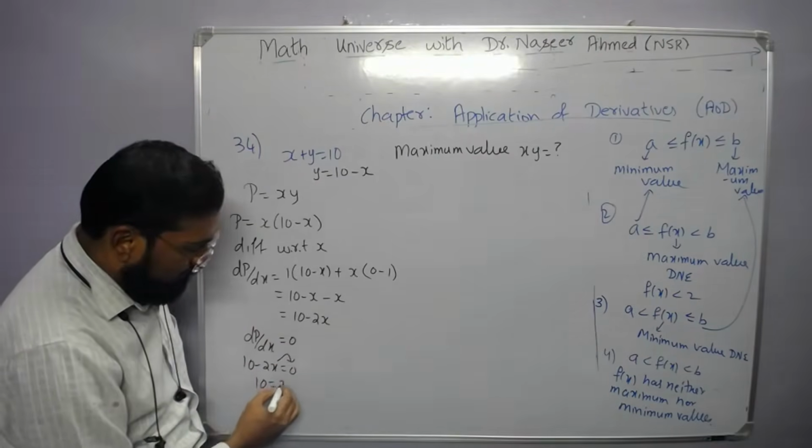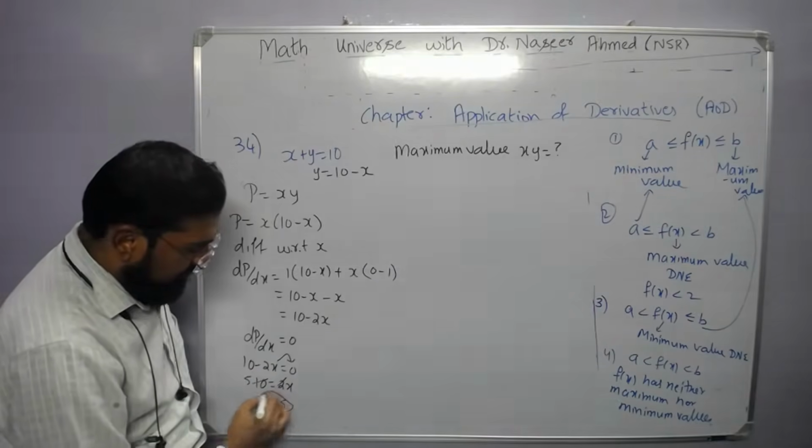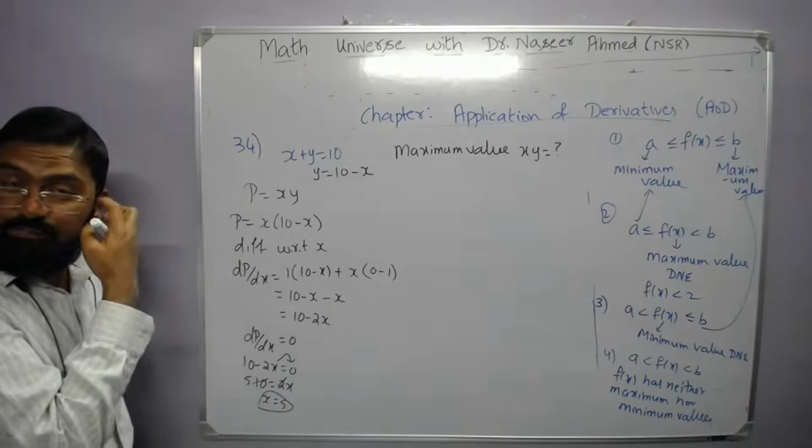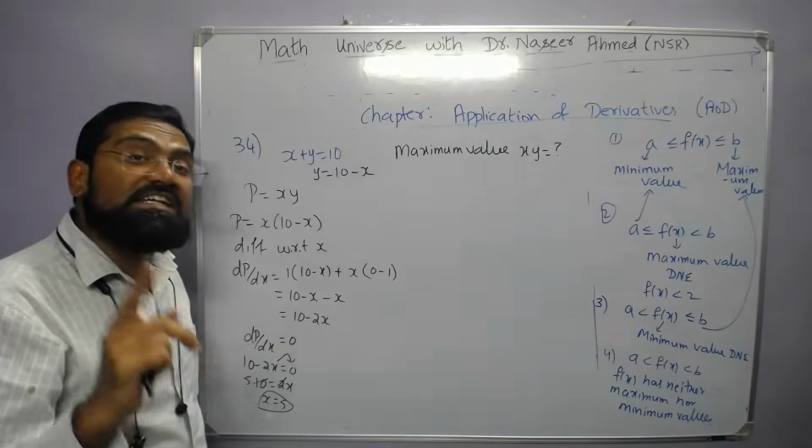10 is equal to 2x. 2 ones are 2, 2 fives are 10. x is equal to 5. Now the question is whether x equal to 5 is a point of maximum or a point of minima. For this, we are going to go for the first derivative test.